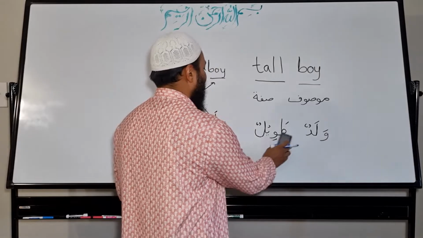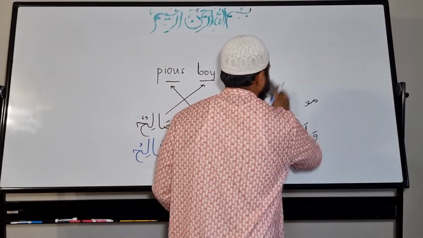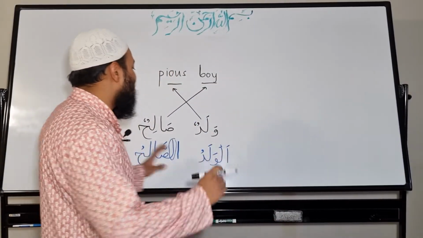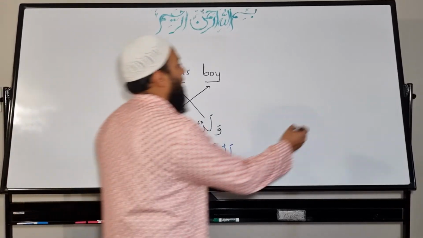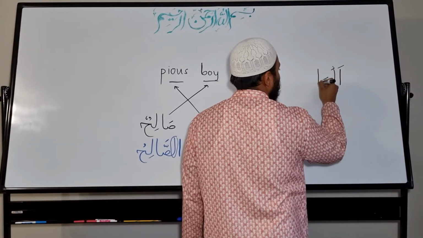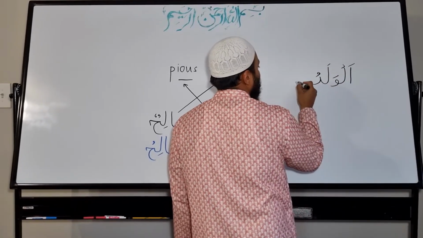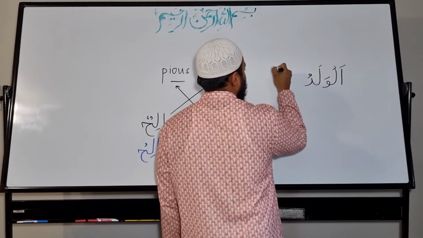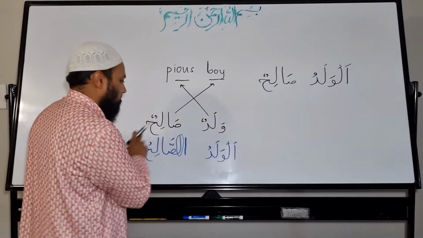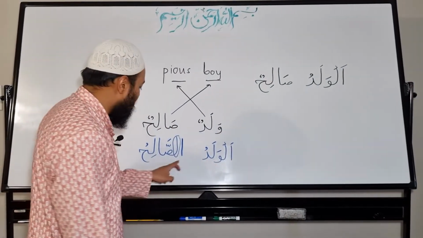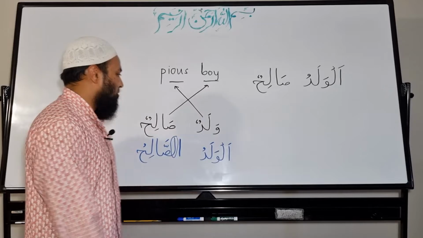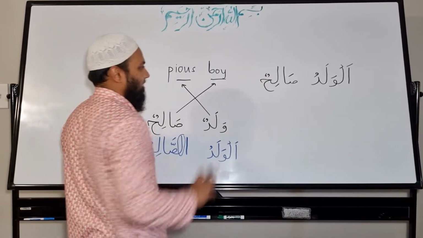Now there comes an important question before we move on to taking some more examples. What is the difference between these two? And if I write, we have waladun salihun, we have al waladu salihu, and then we have al waladu salihun. So what is the difference between these three?